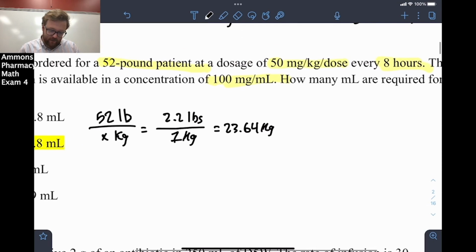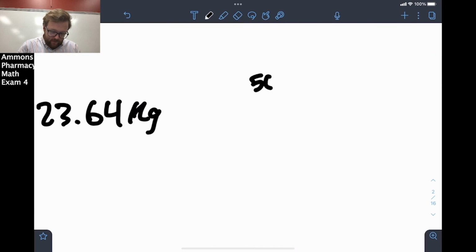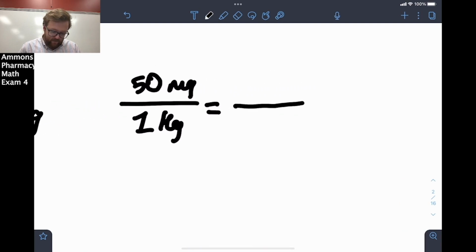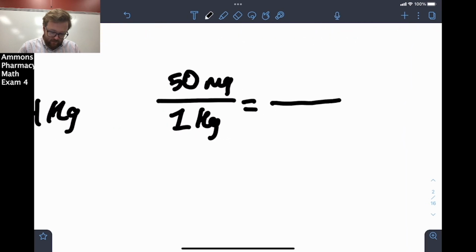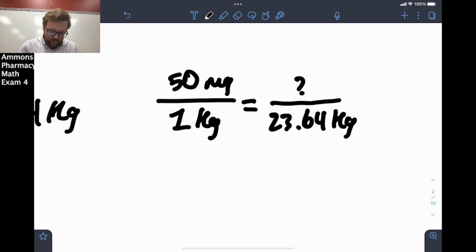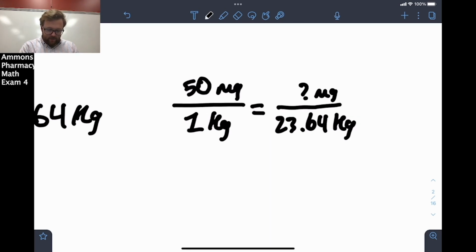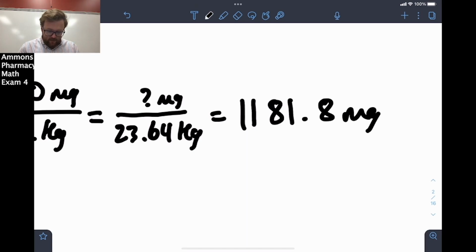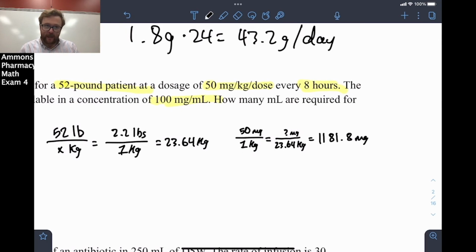He needs 50 mg per kg per dose, okay? So we can solve just one dose, okay? If he needs 50 milligrams for every 1 kilo he weighs, he does not just weigh 1 kilo. He, in fact, weighs 23.64. We don't know how many milligrams he needs. So it's 23.64 times 50. And I got 1181.8 milligrams. But just remember, that's per dose every 8 hours.